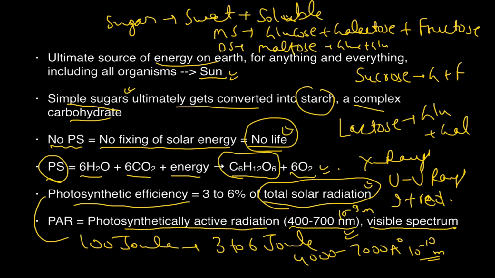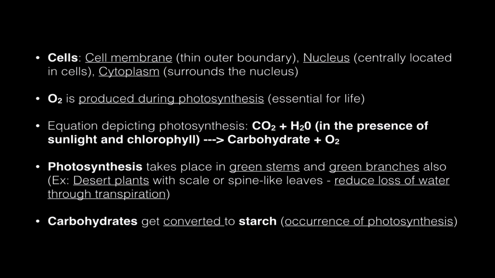This is what is called the visible spectrum. At 400 you have V, that is violet, and at 700 you have red, and in between you have VIBGYOR. Is that understood? So at 400 you have violet, which is the highest energy, and red is the lowest energy. Energy is inversely proportional to wavelength.